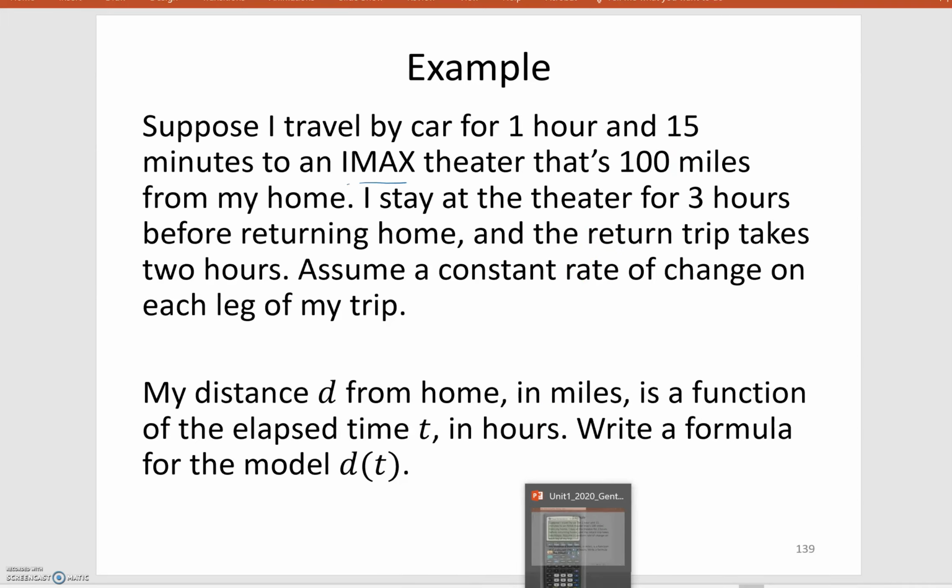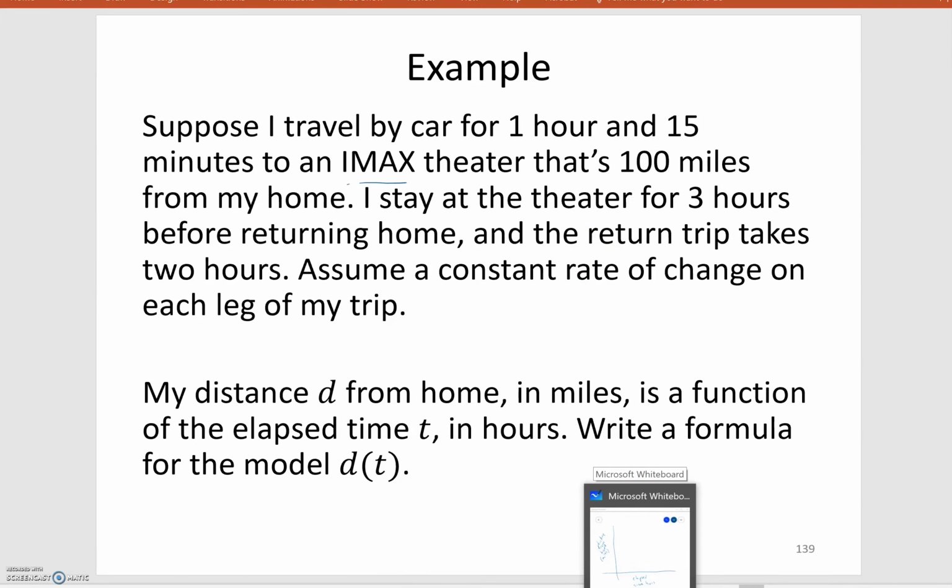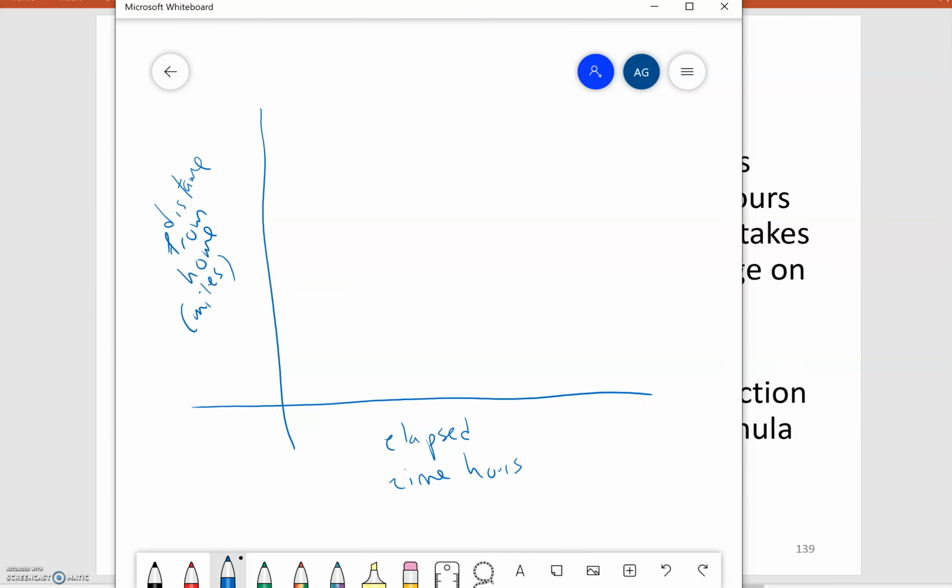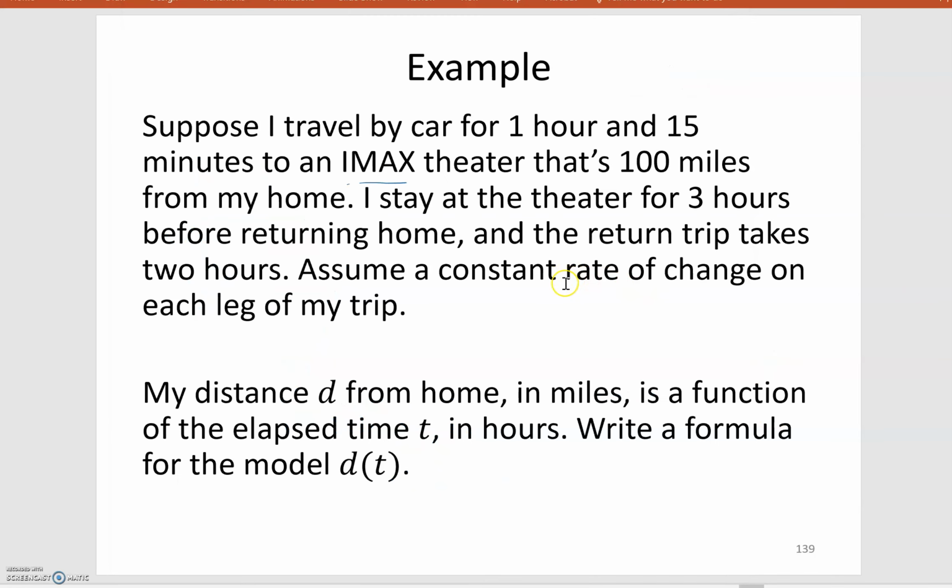At time 0, we are at home, and then we go for 1 hour and 15 minutes. So at time 0, we are 0 miles from home, then at an hour and 15 minutes, which in hours, 15 minutes is 1/4 of an hour, so this would be 1.25 hours, I would be 100 miles from home. So that's 100. And we're assuming a constant rate, so that would be a linear function. How do I know it was constant? Because it says so. Constant rate of change on each leg of my trip.